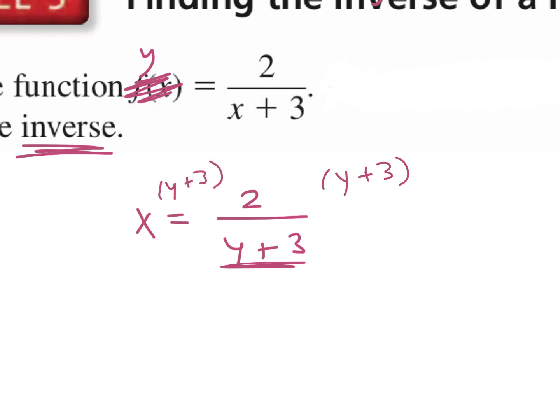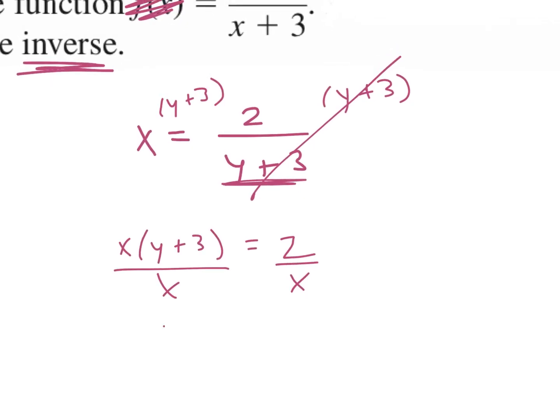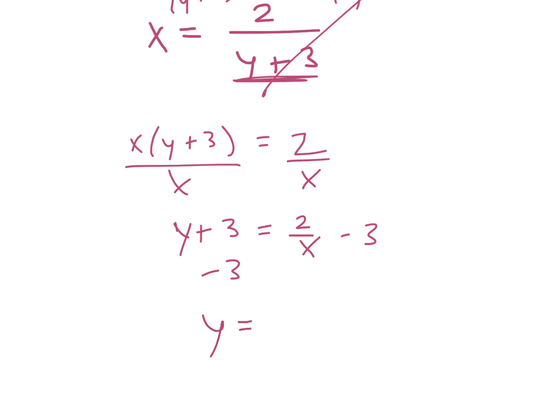So on the left side, we get x times y plus 3 is equal to, this cancels, so 2. How can we move that x to the other side? Divide by x. So y plus 3 is equal to 2 over x. What do we have to do next? Subtract 3. So y is equal to 2 over x minus 3. And then we just name this our inverse, so we put the little -1 exponent on y. So that's just calling it the inverse.